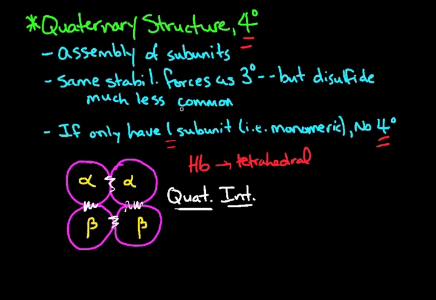Okay, so quaternary structure involves the same stabilizing forces as tertiary structure does. So hydrogen bonds, dipoles, salt bridges, dispersion forces, but the presence of disulfides is much less common in quaternary structure. It's not very common to have subunits that are covalently linked to each other through disulfide bonds. Okay? All right, so that is quaternary structure.